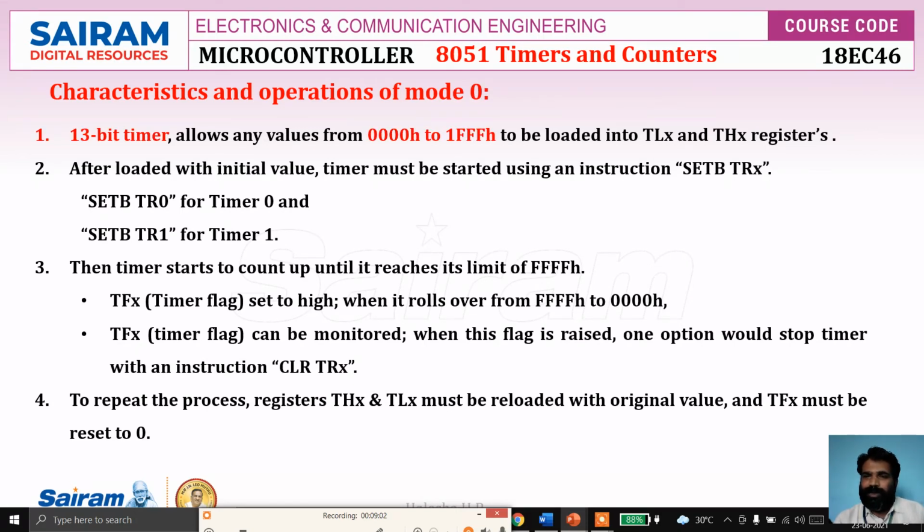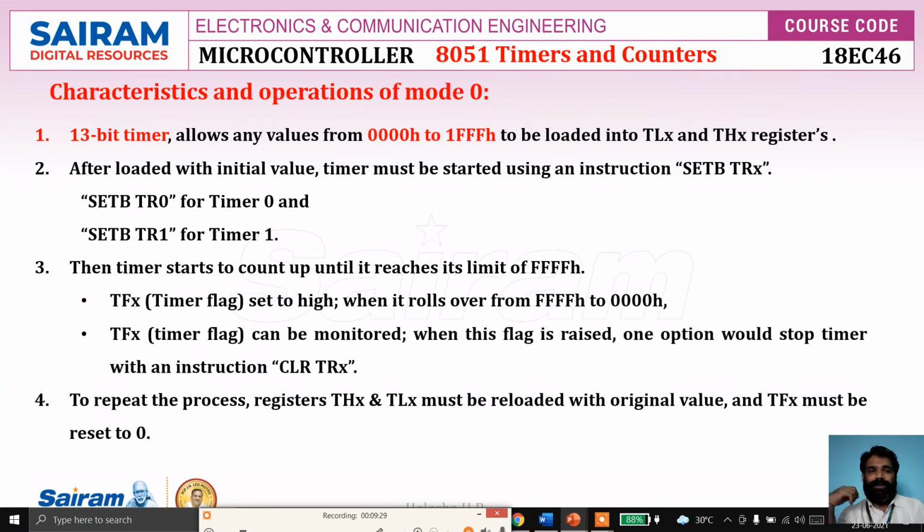So for mode 0, again the same steps, the only change is that it is a 13-bit timer and allows any value between 40H to 1FFH. Apart from this, it is the same. So one point we should remember here: every time we should reload the initial values, in timer mode 0 as well as mode 1.